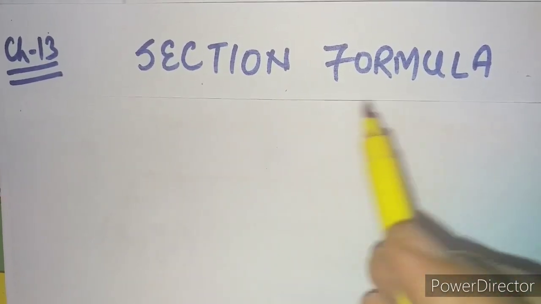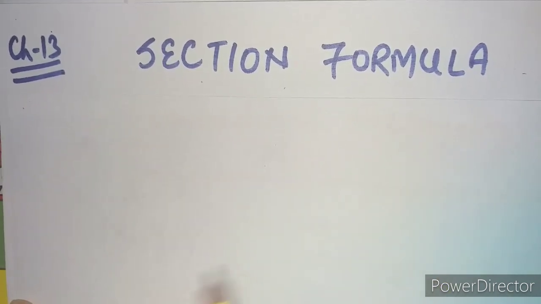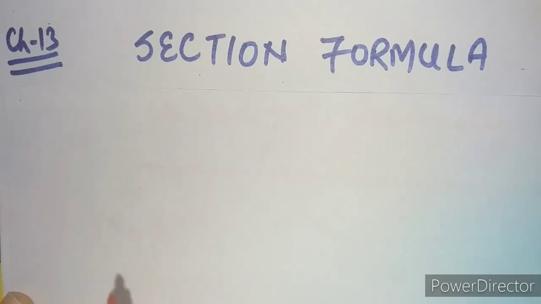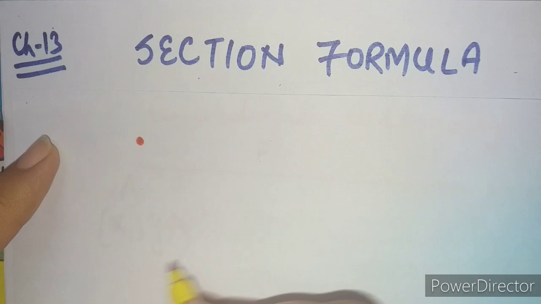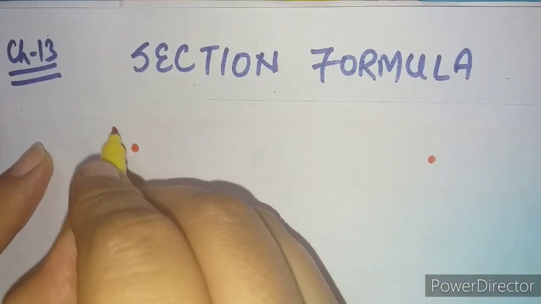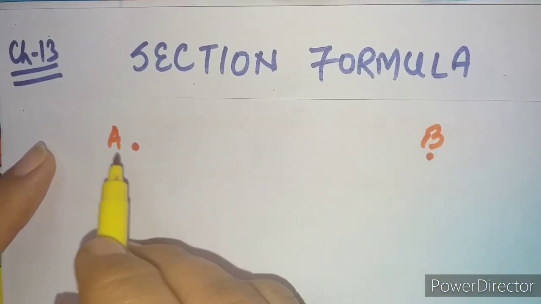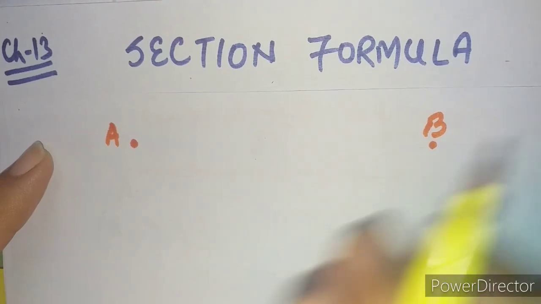Before we start with the actual section formula, I want to tell you why and where we are going to use this formula. Suppose this is a point and this is another point. I name this point A and this point B, and these two points are lying in a plane surface.